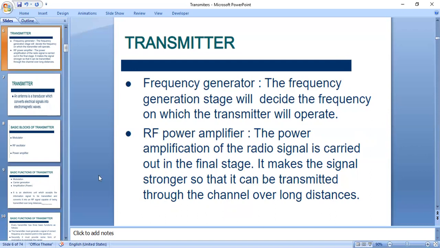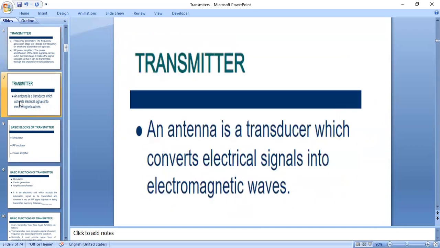So we use a power amplifier in order to transmit the signal over longer distances through the channel. So we need a power amplifier section, and we have another block that is called an antenna. The antenna converts the electrical signal into electromagnetic waves for the transmission.